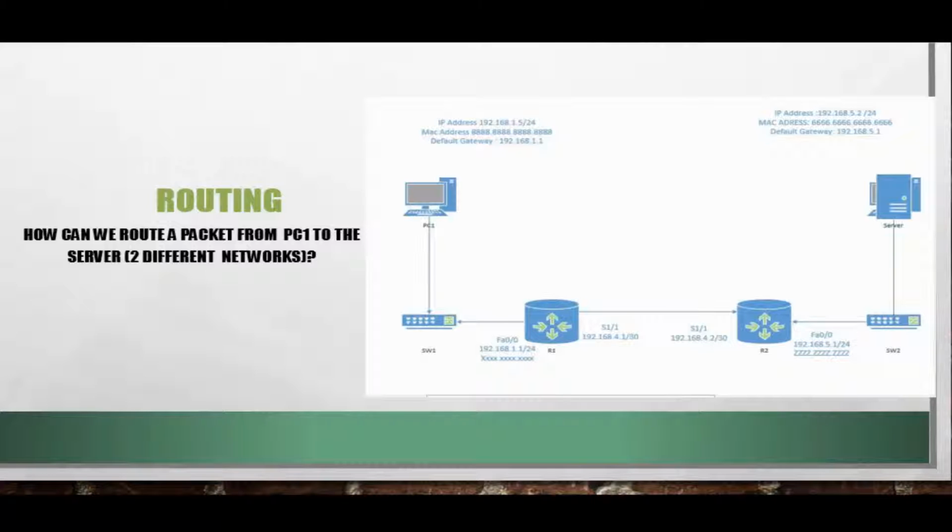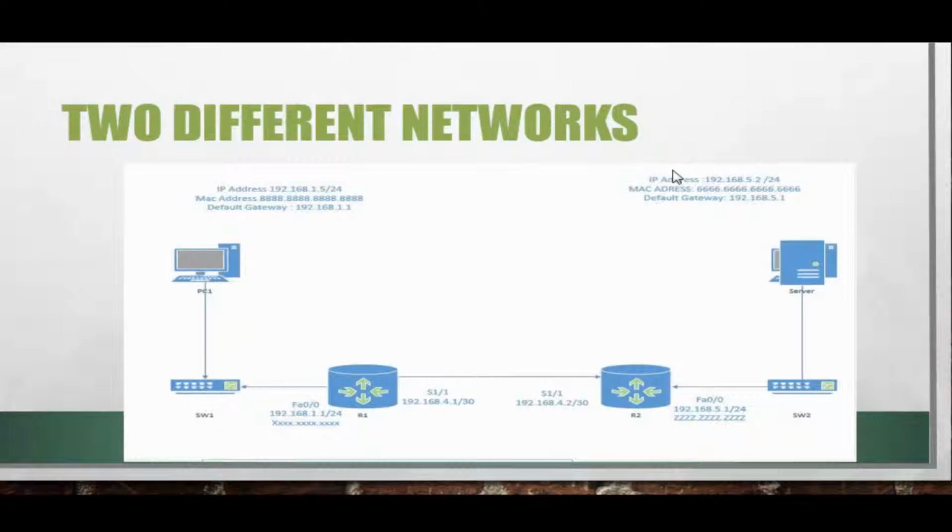That's how we can route a packet from PC1 to the server, as you could see over here in the graphic. In the IP header that we were talking about previously, we have the source IP address and the source MAC address, and we are going to try to get that information to the other network over here, to the servers, that is the destination IP address and the destination MAC address.